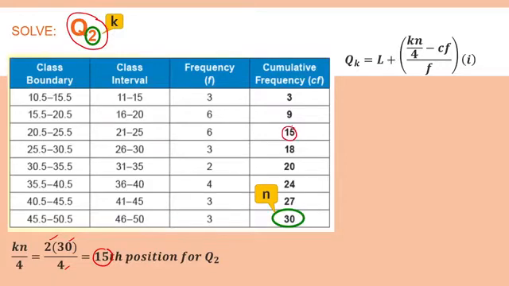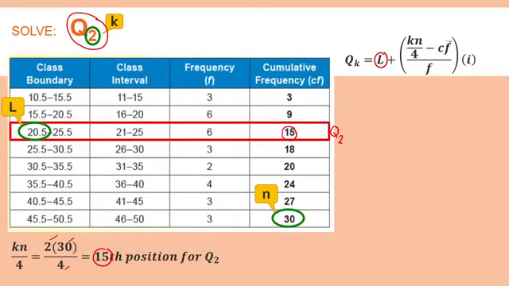15, sir. So, this is the location of the second quartile. Now, let's identify everything. What is the value of the lower boundary? 20.5. What about the value of the CF? 9, sir. What about the frequency of the class containing the second quartile? The F. That would be 6.